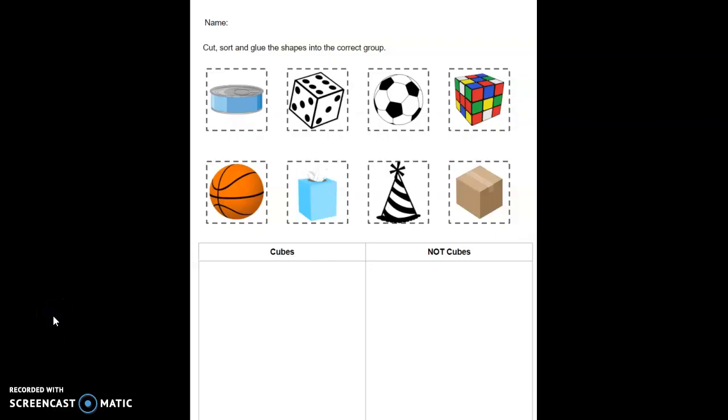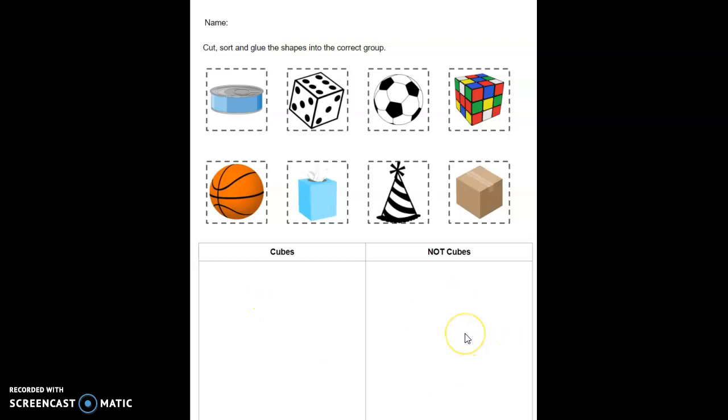Here is what you are going to do today. Today, you are going to cut, sort, and glue these shapes into the correct group if you're at school and you have this piece of paper in front of you. So you're going to cut all of these out and you're going to sort them. Today, I would like you to sort them by cubes and not cubes. So you're going to find all the cubes and put them over here. And if they're not a cube, you're going to put them over here.